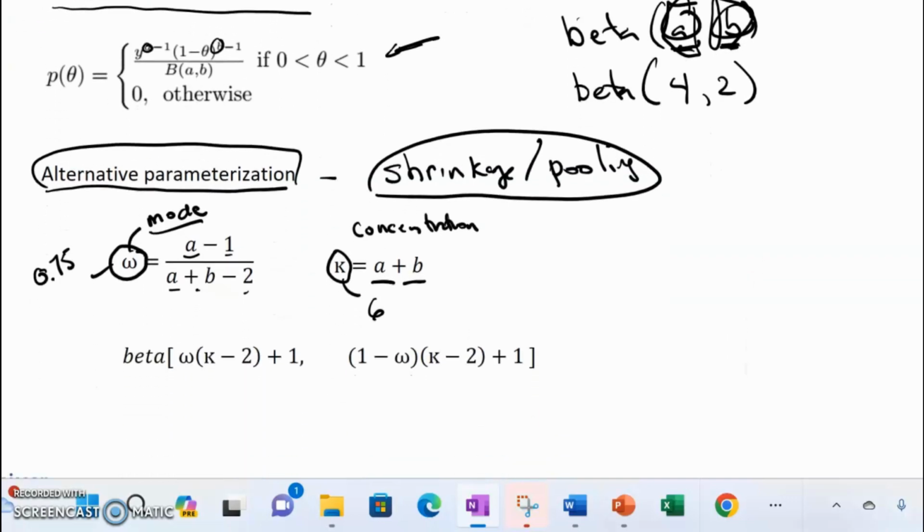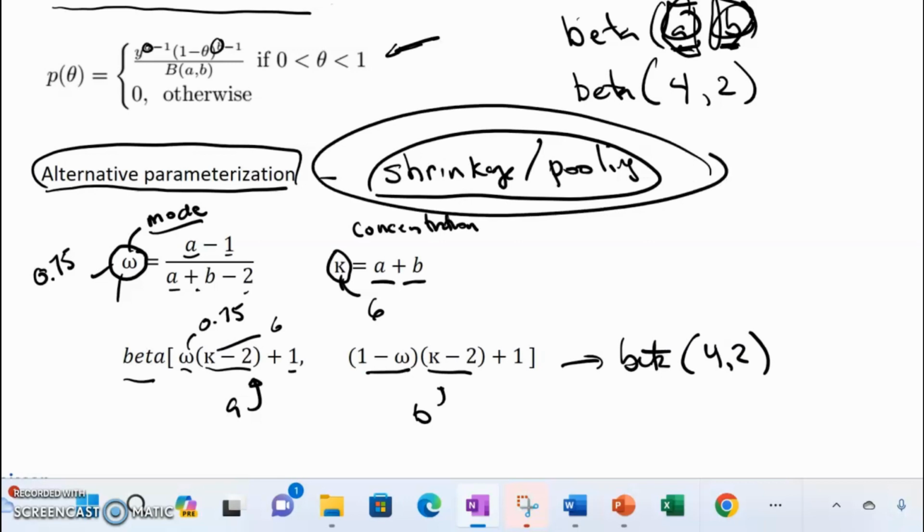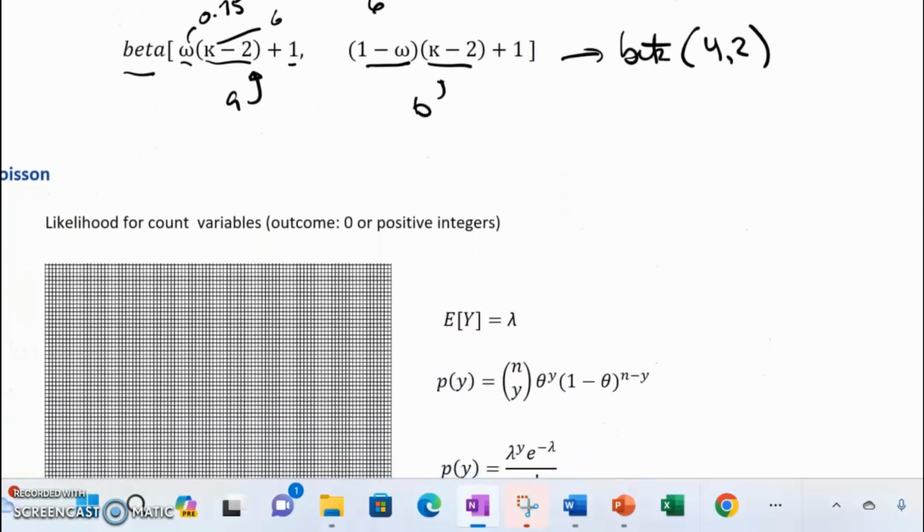So the explicit configuration of the beta distribution when we've got omega and kappa is going to look like this. The equivalent of A would be omega times (kappa minus 2) plus 1. The equivalent of B is (1 minus omega) times (kappa minus 2) plus 1. And if we substitute in 0.75 for omega and 6 for kappa, this will return to a beta 4-2 distribution. Again, we're going to use this alternative parameterization when we discuss shrinkage and pooling.